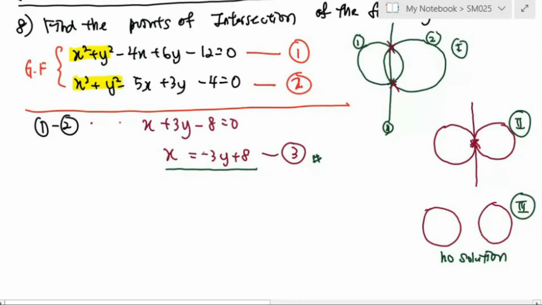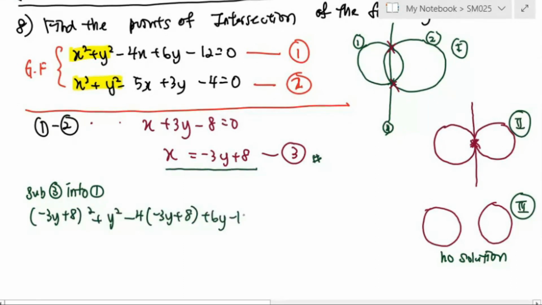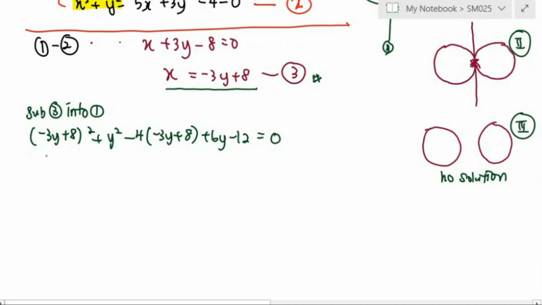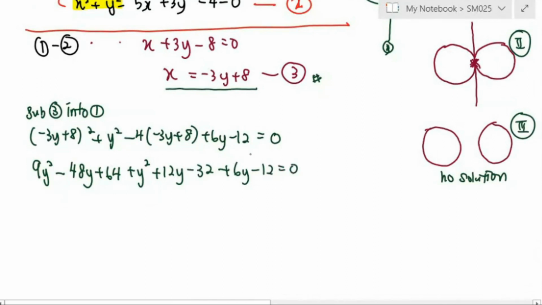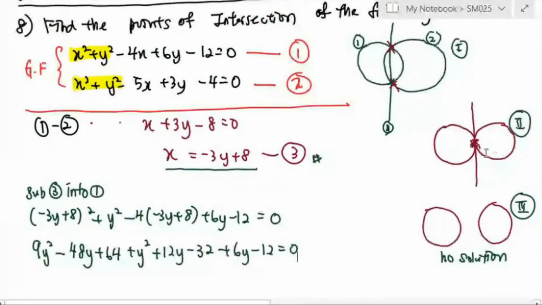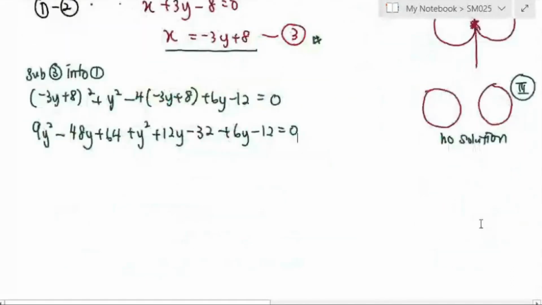Once we get this equation number 3, we can sub number 3 into either one in order to find the point. Okay, so I am going to expand this. So you can see I get a quadratic equation. A quadratic will always have 2 roots. So when you have 2 roots, we have 2 intersection points. When we have 1 root, we have 1 intersection point. When we have no roots, we don't have a solution of intersection point.